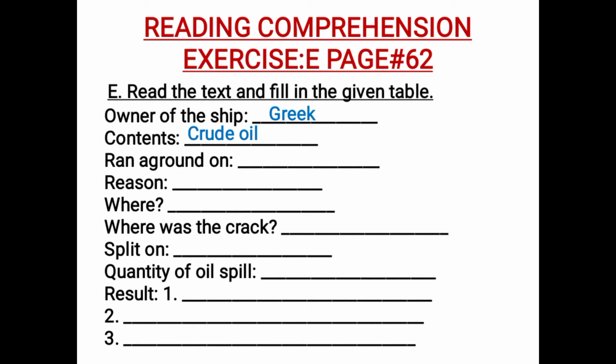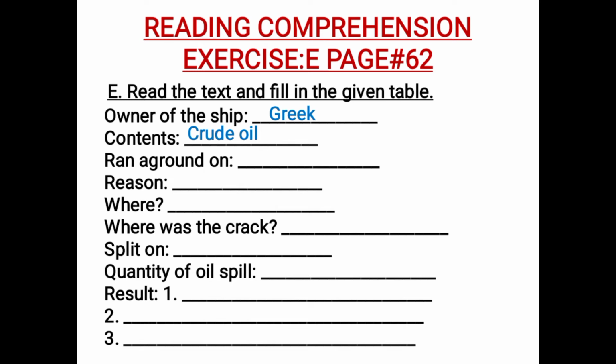Contents means the things that were in the ship. The ship was containing crude oil. So I have written that as well. Now the rest of the table is to be filled by you. So first read the chapter completely and then write the rest of the information in the blanks.